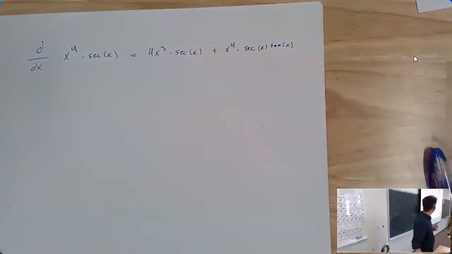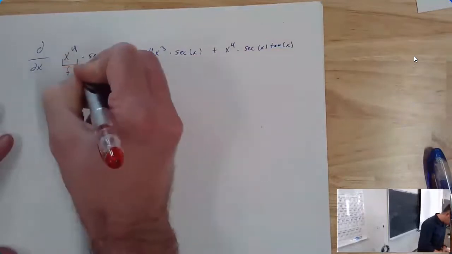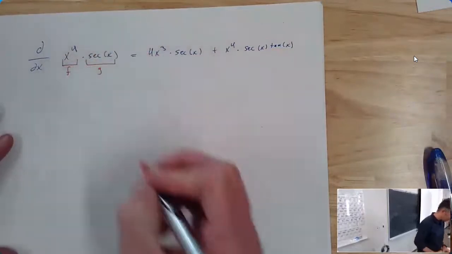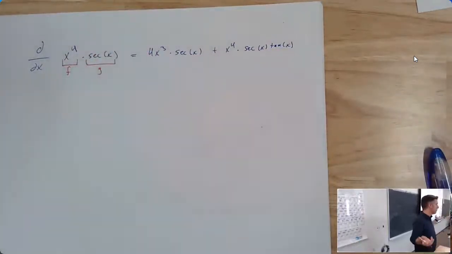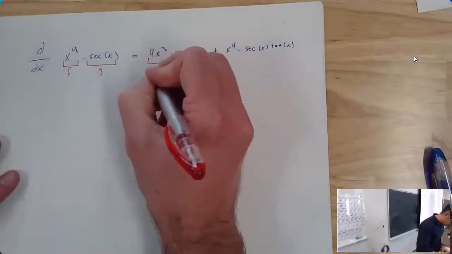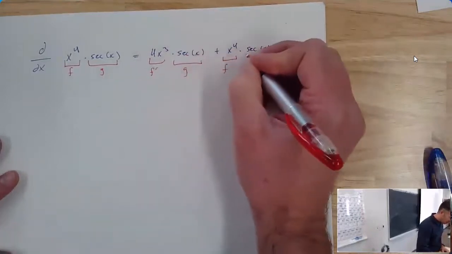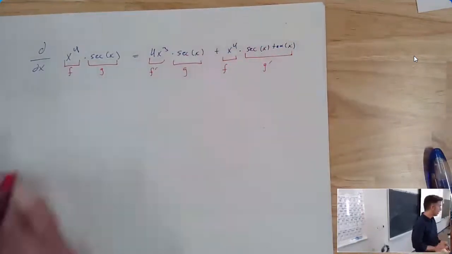I do encourage you, at least the first few times you use the product rule, if you haven't been already, to think of this as one piece, think of this as another piece, functions f and g, or u and v, or any two letters you like. And then here's your f prime times leave g alone, plus your leave f alone times g prime. It's always that kind of deal.